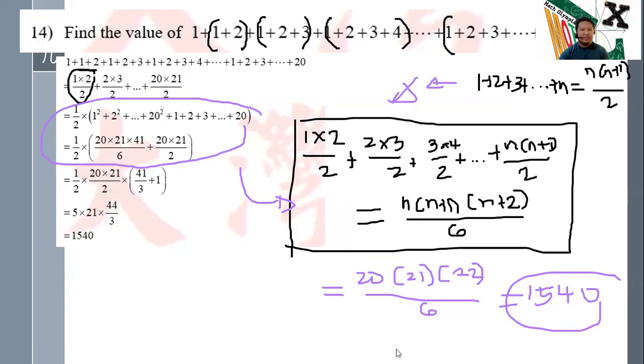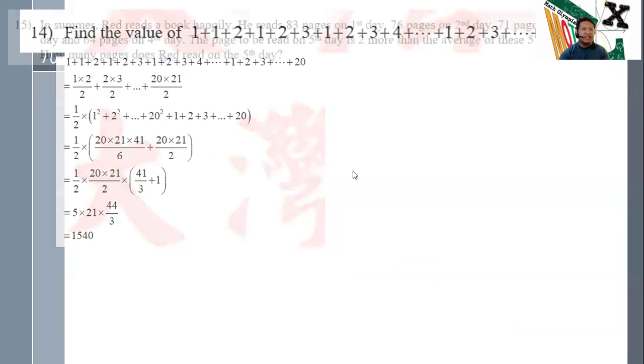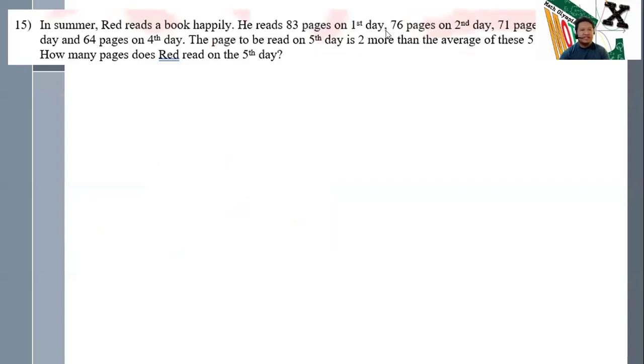Okay, next number. Let's try to go to question number 15. In summer, reads a book happily. Here it's 83 pages in the first day, 76 and so on, and 2 more than the average of the third. So we know that the average of the first is 2 times the average of these 5 pages, no? So how much is the average?